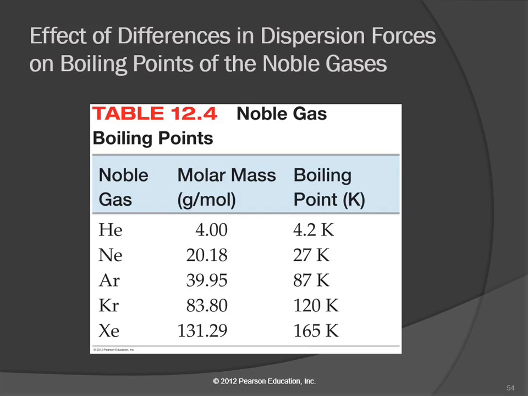Look what happens to the boiling point. These boiling points are really low because the noble gases are gases at room temperature. That's why I call them gases. But 4.2, 27, 87, 120, 165 Kelvin. The boiling point is going up.